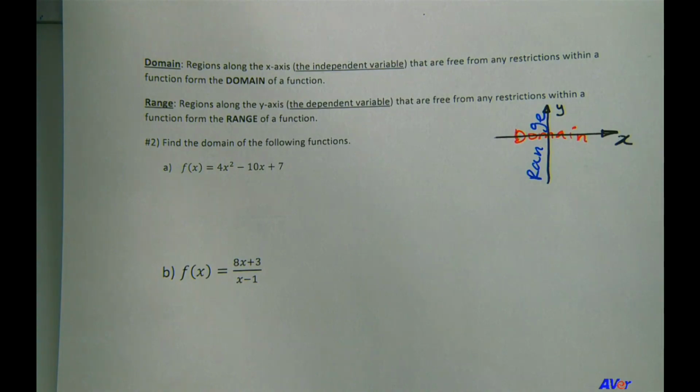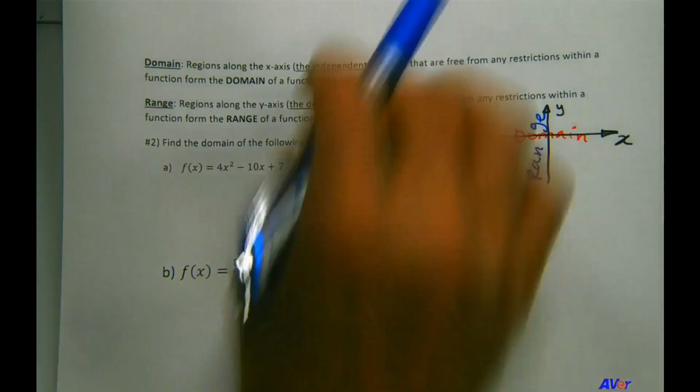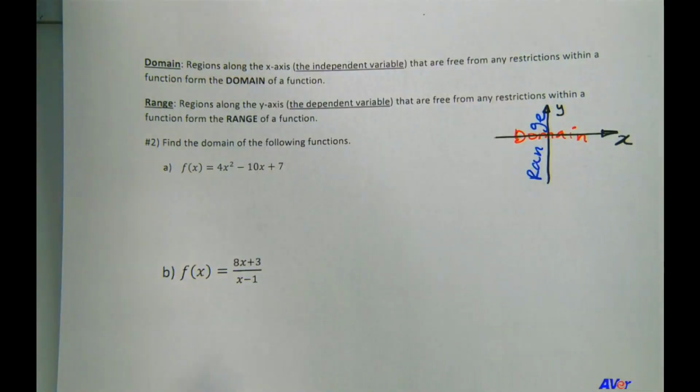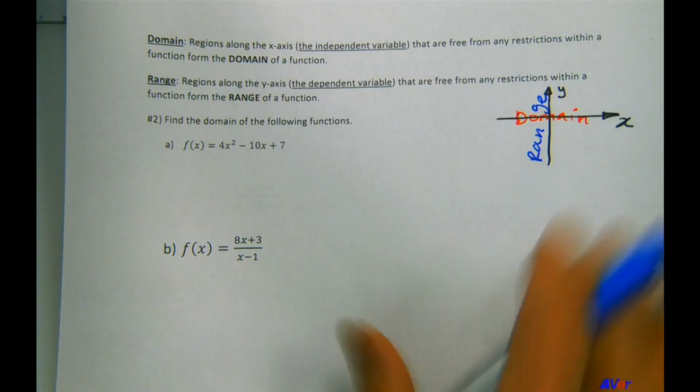Anything that is not acceptable is kept out of the domain. For range, all the acceptable values of y, or the dependent variable, is considered range. Anything that is not acceptable is left out. Okay, so that's basically what I've mentioned in these two short sentences. Let's see now in practice how we can find the domain of these functions.